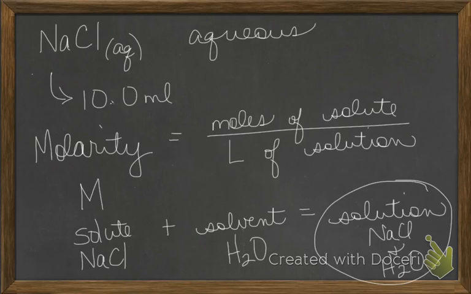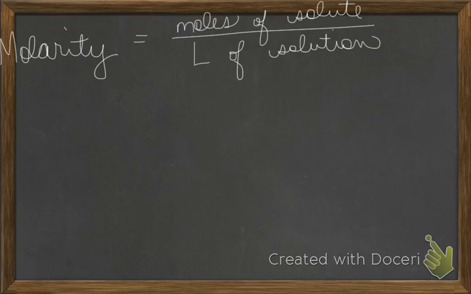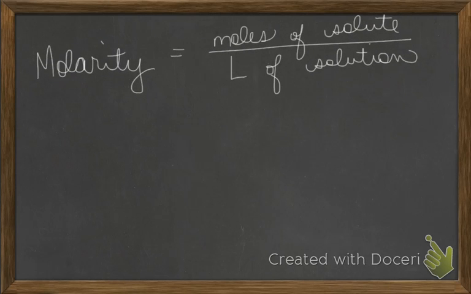So we can take this concept, molarity is equal to moles of solute per liter of solution, and we can simplify it to look like this: M is equal to moles per liter. And when we do that, we remember that the capital M is molarity, the moles is actually the moles of solute, and the L is the liters of the solution.